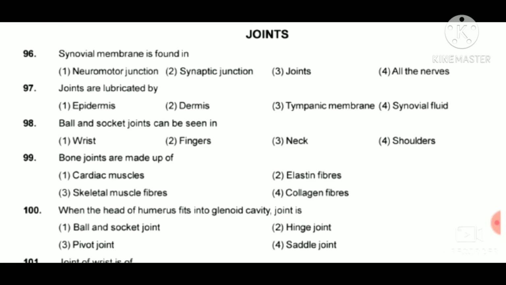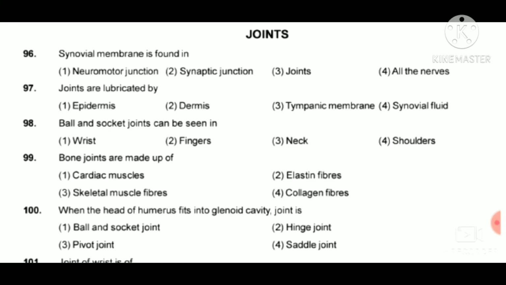Next is question number 99. Bone joints are made up of number 1 cardiac muscle, number 2 elastin fiber, number 3 skeletal muscle fiber, number 4 collagen fiber, and the answer is option number 3, skeletal muscle fibers.